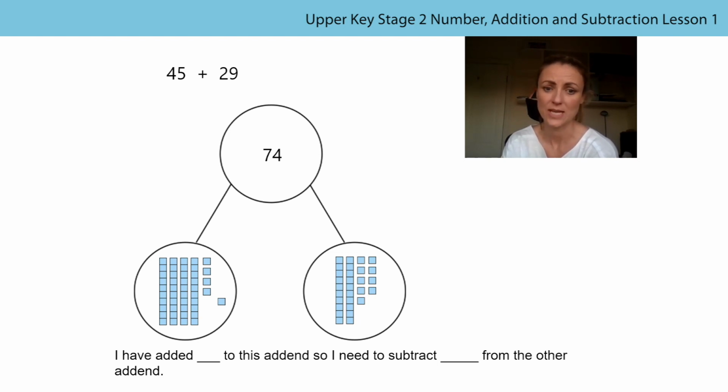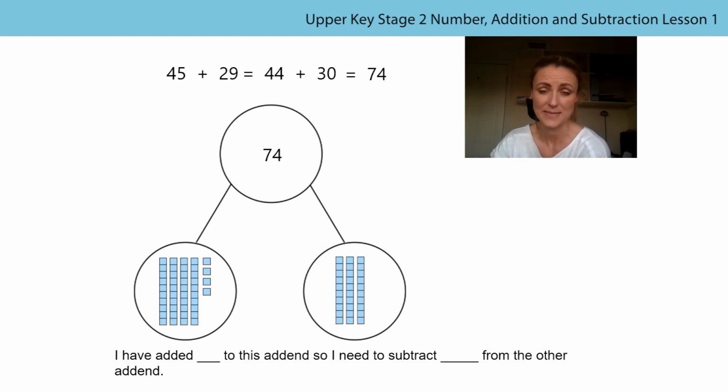And watch our animation now. That's exactly what happens, is that 1 is redistributed from the 45 to the 29. And that now makes our calculation into an equivalent calculation of 44 add 30. All the while, our sum has been conserved, our sum of 74, but hopefully you saw and proved that it was much easier to add 44 and 30 than it would have been to add 45 and 29. Well done, great job.